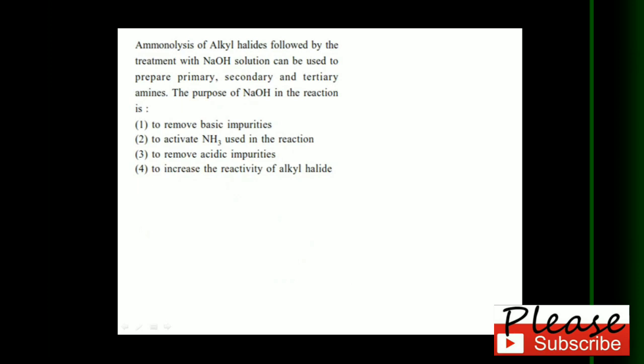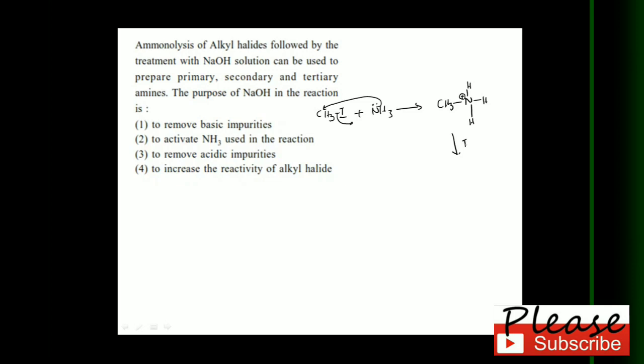Next, ammonolysis of alkyl halides followed by the treatment with NaOH solution can be used to prepare primary, secondary, tertiary amines. The purpose of NaOH in this reaction is to remove the acidic impurities. Actually, here ammonolysis of alkyl halides means, suppose I am taking methyl iodide. This methyl iodide on reaction with ammonia is nothing but ammonolysis. So here this ammonia is the nucleophile, and the I minus leaves off. As a result, CH3 and this hydrogen, this hydrogen, this hydrogen, here plus charge.